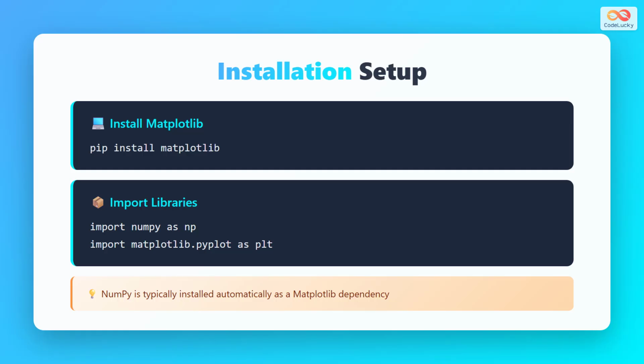Before we begin creating visualizations, let's set up our environment. First, install Matplotlib using pip install matplotlib. Once installed, you'll need to import two libraries. Import NumPy as np for numerical operations, and import matplotlib.pyplot as plt for creating plots. Don't worry if you haven't installed NumPy separately, as it's typically installed automatically as a Matplotlib dependency. This simple setup is all you need to start visualizing your data.